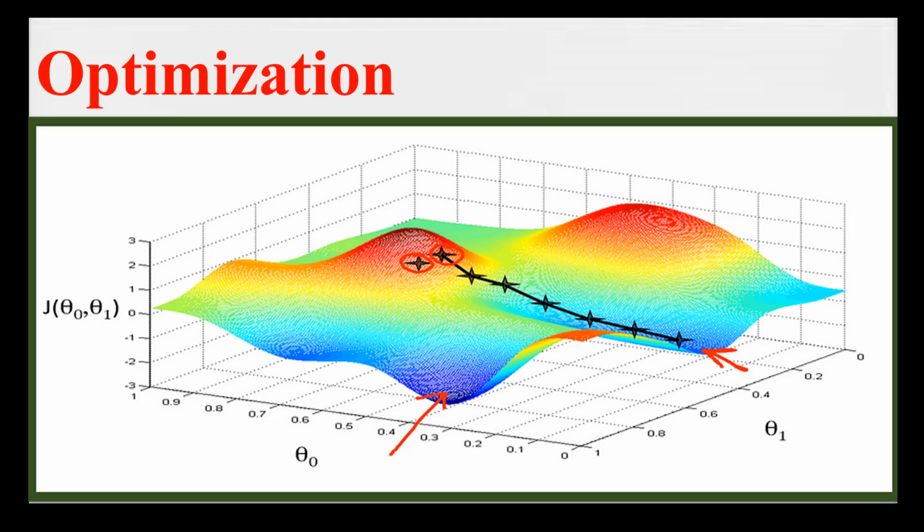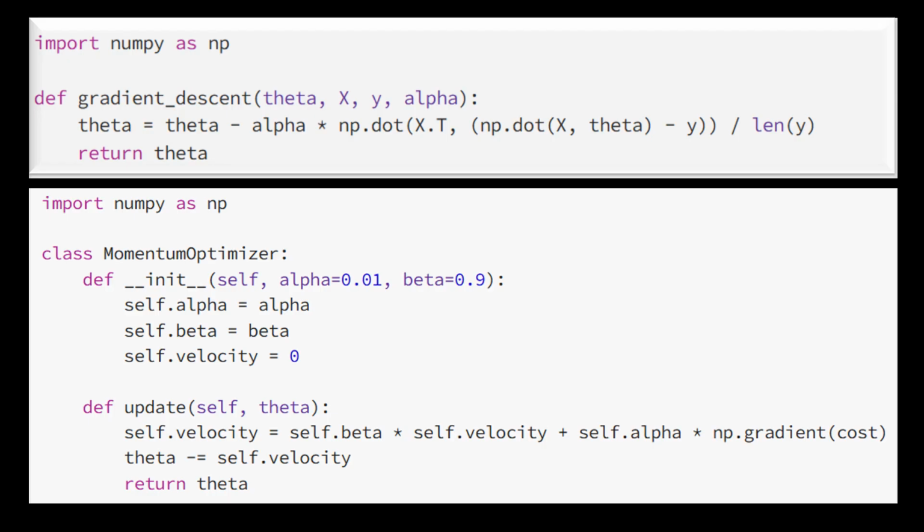Then come the optimizers. Basically, optimizers, also called learning algorithms, are used to adjust the model's parameters, that is weights and biases, based on the calculated losses. And there are four commonly used optimizers. So let's understand what the gradient descent optimizer is first.